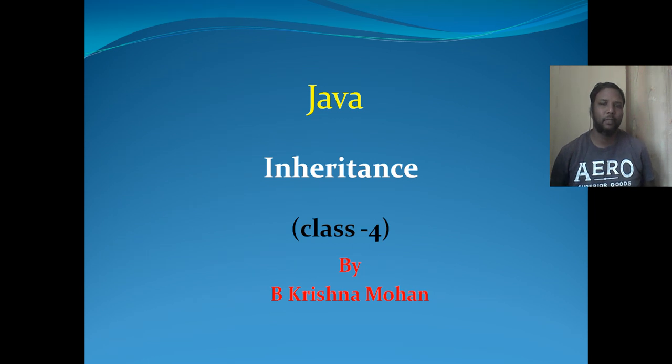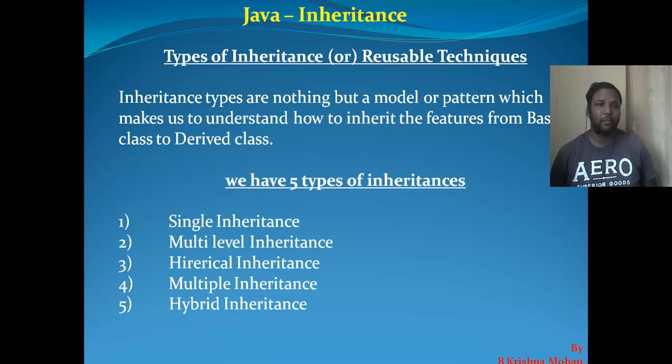Friends, in the previous classes we discussed inheritance, single inheritance and all those things. Today we'll wrap up and discuss the rest of the types of inheritance. In my previous videos I already explained the definition of inheritance as well as single inheritance and multi-level inheritance. Today we are going to learn about hierarchical inheritance, multiple inheritance and hybrid inheritance.